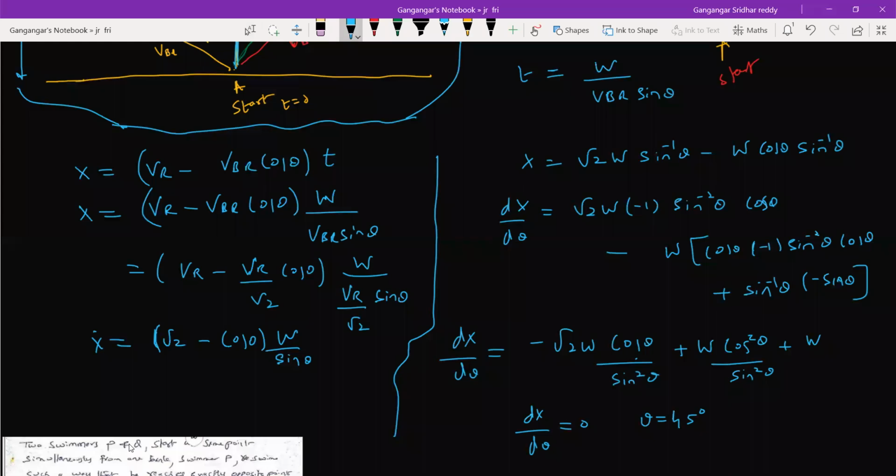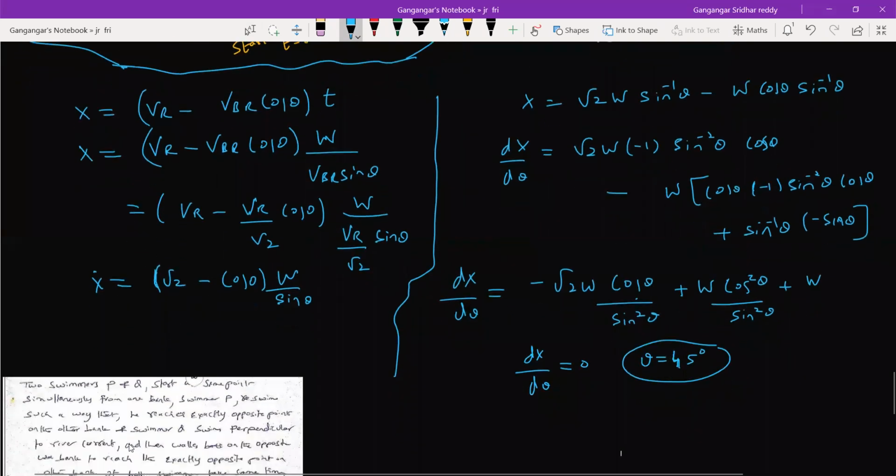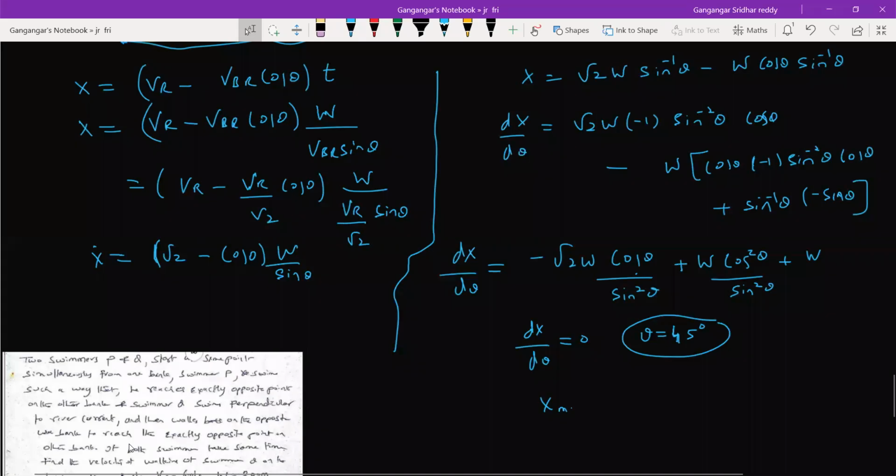Theta is 45 degrees. That value of theta, substitute here, theta 45 degrees. Then solve for the minimum drift. You have to substitute the value of theta in this equation. Root 2 cos 45, W by cos 45. W by root 2. This will be our answer.